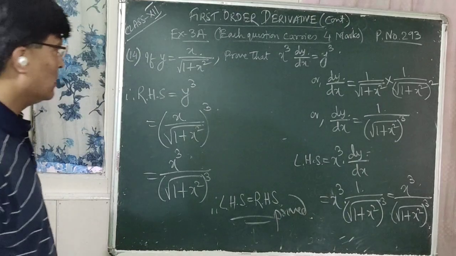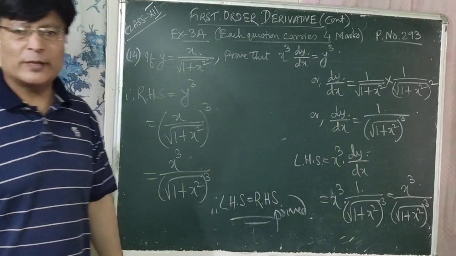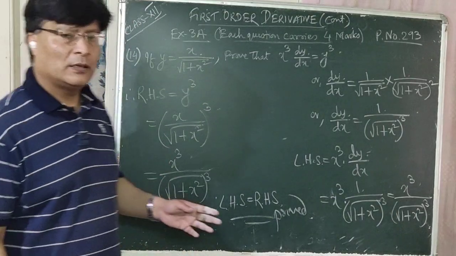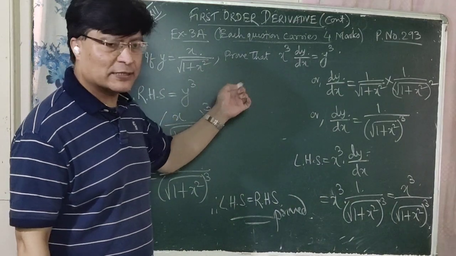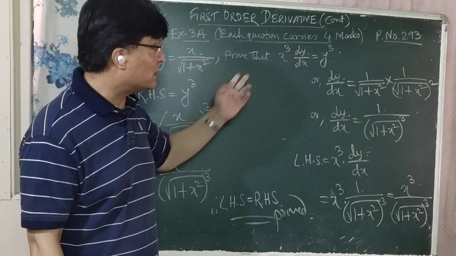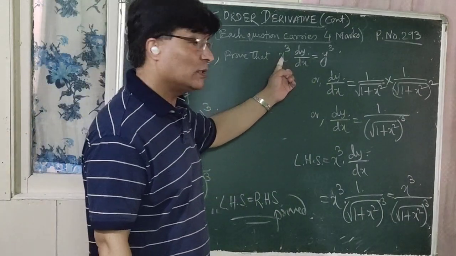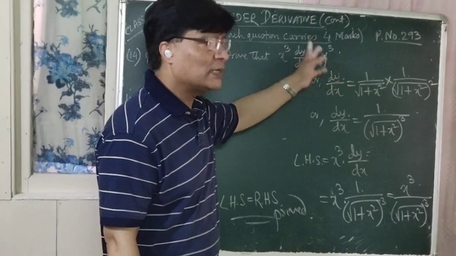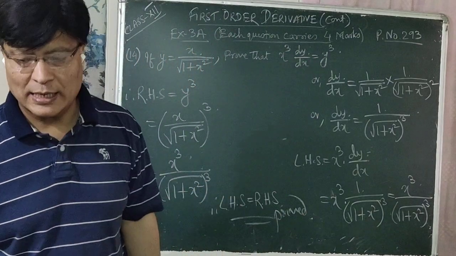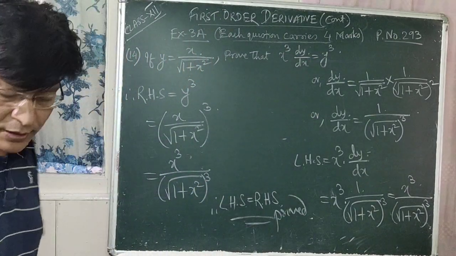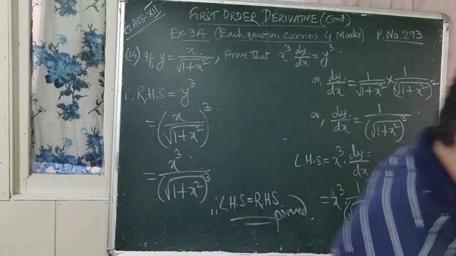So in this case, we have got the value for dy by dx from given, and you put it on the left hand side and on the right hand side and prove LHS is equal to RHS. Okay? So you get the value for both left hand side as well as right hand side and prove LHS is equal to RHS. Okay? Now we'll do the next problem now.